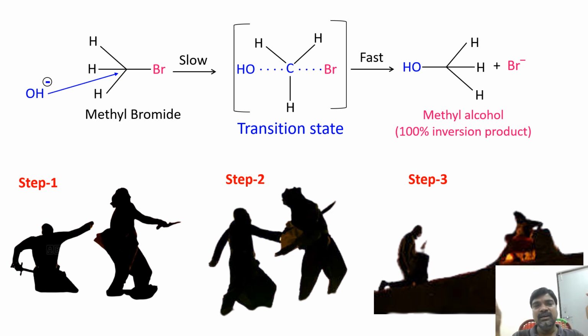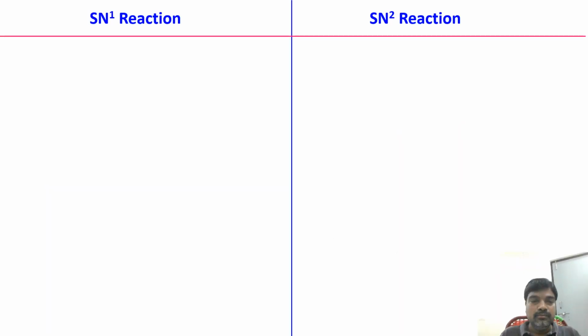This occurs simultaneously, from methyl bromide to methanol formation. This OH minus directly attacks from the backside of the leaving group, and immediately the bromine leaves. But to understand the reaction mechanism, we show this transition state, which you should remember.